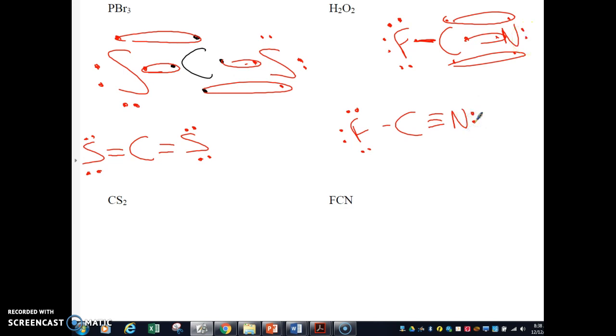back in. And now the octet is fulfilled for all these things. They all have that filled outermost energy level. So that is a general idea on how you draw Lewis structures for covalent molecules.